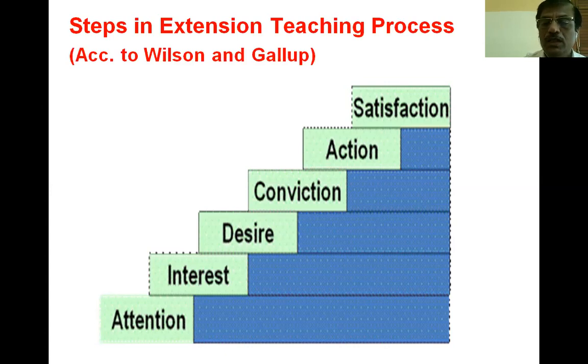Satisfaction by showing how much the yield has increased due to adoption of the new variety compared to the earlier one, how much income is increased, how much employment is generated, and to what extent the crop is resistant to disease or pest. Thereby you can derive satisfaction among the farmers. So like this, there are six steps involved in the extension teaching process. First one is attention, second interest, third desire, fourth conviction, then action, and satisfaction.